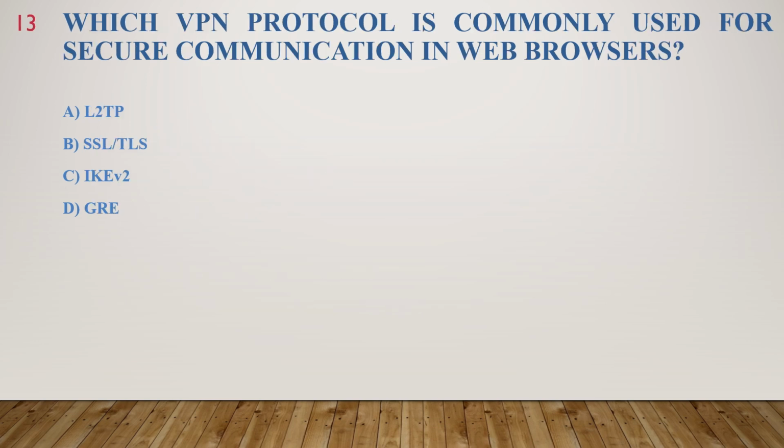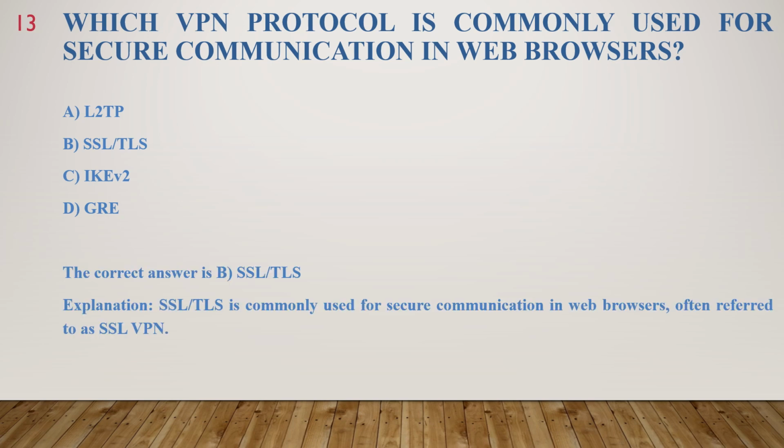Question number 13. Which VPN protocol is commonly used for secure communication in web browsers? A. L2TP, B. SSL/TLS, C. IKEv2, D. GRE. The most common VPN protocol used for secure communication in web browsers is B. SSL/TLS. Here's why. L2TP. While L2TP is sometimes used in VPN connections, it doesn't provide encryption itself and needs to be paired with a security protocol like IPsec. It's not commonly used directly in web browsers.